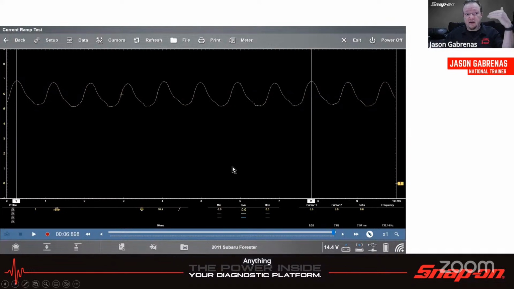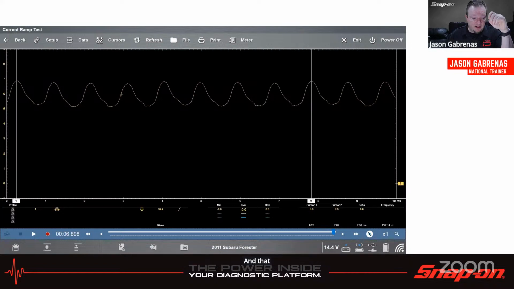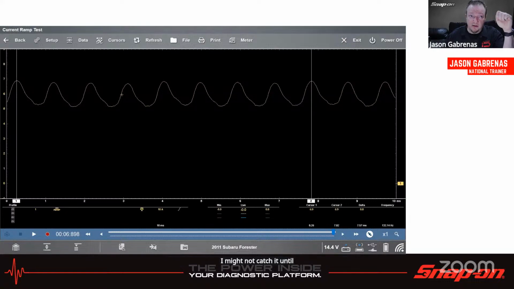Anything 5,000 to 6,000 RPM or better, you're in good shape. Anything 3,000 RPM or lower, you're not in so good shape. And that is due to the fuel delivery, the volume, right? Like I said, could still have good pressure. If I just do a pressure check on a car with a weak fuel pump, I might not catch it until I'm under a load, right? So the volume is key as well.